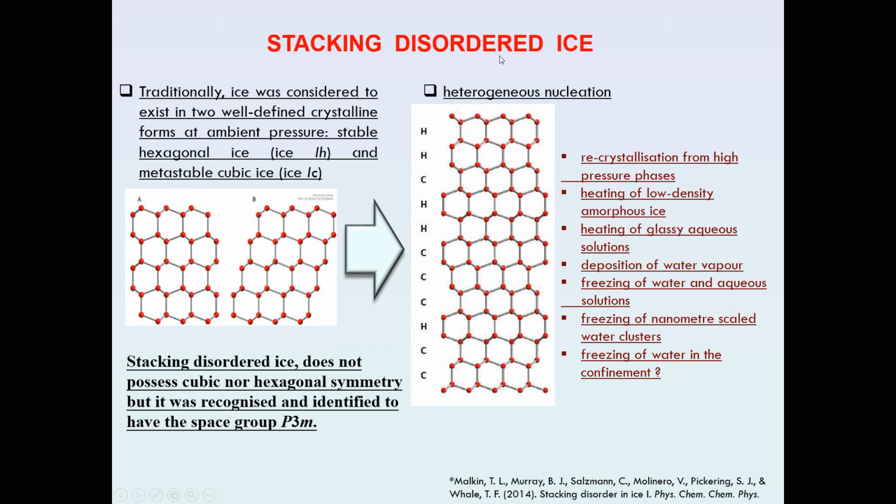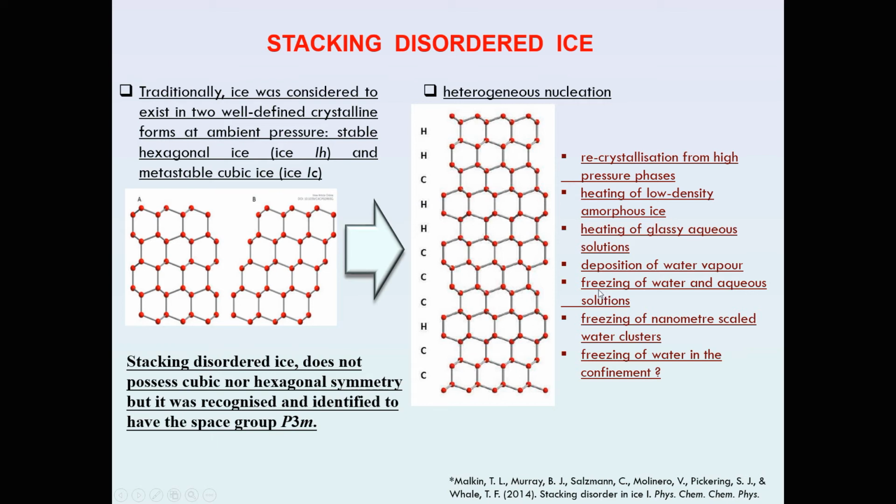Because our diffraction pattern was very similar to the stacking disordered ice shown by Malkin, we became interested in stacking disordered ice, which consists of hexagonal and cubic layers. Its growth is due to heterogeneous nucleation, and in bulk systems it is observed in recrystallization from high pressure phases, heating of glassy aqueous solution, and freezing of nanometer scale water clusters.